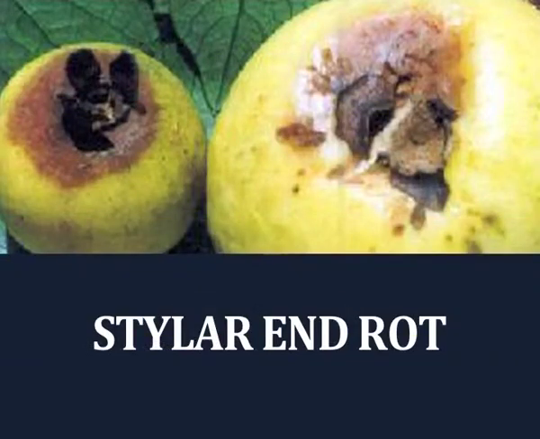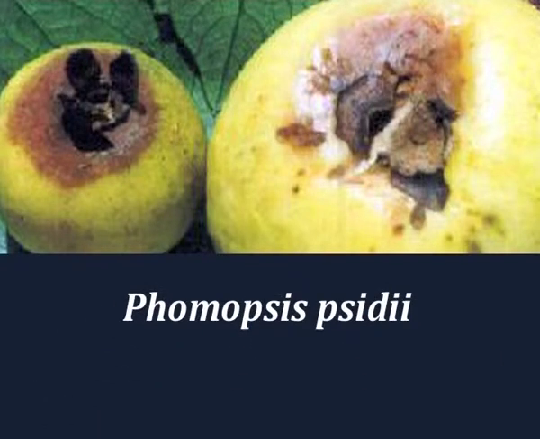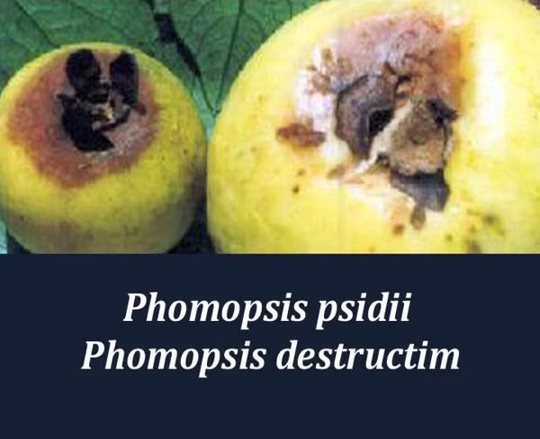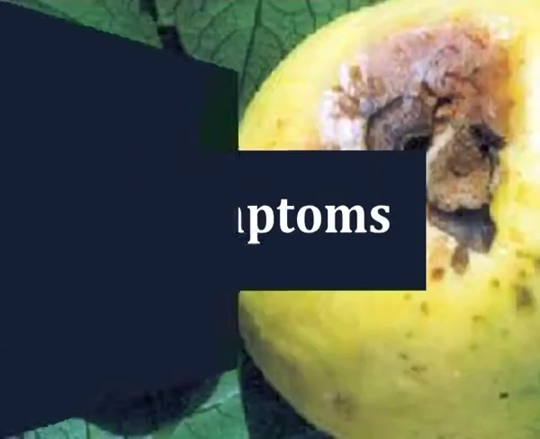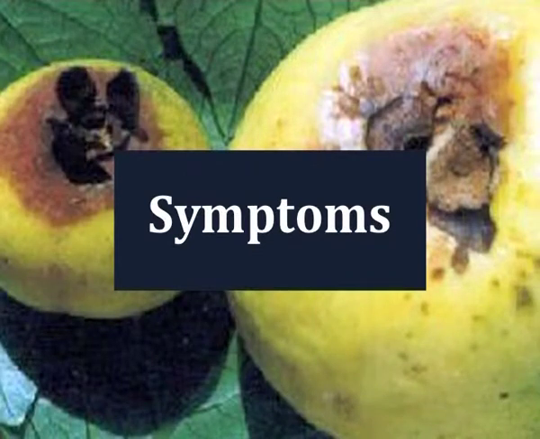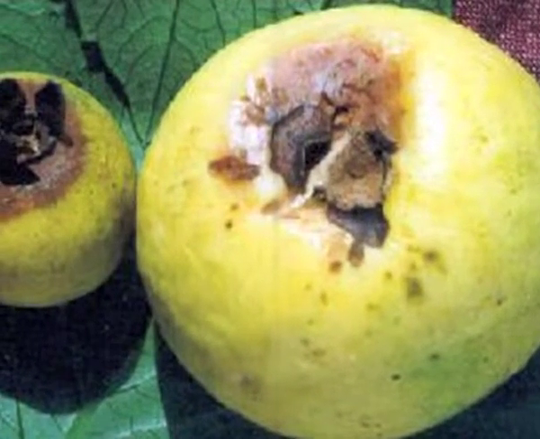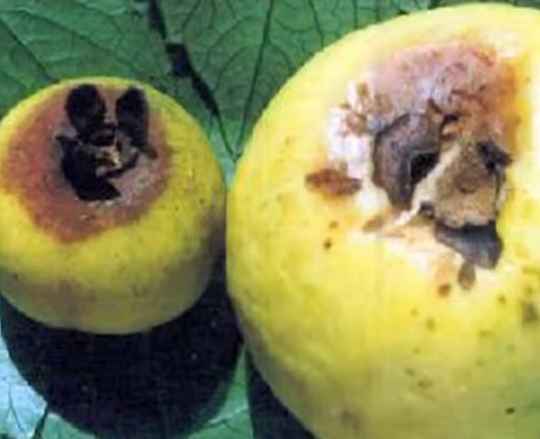Next important disease is the stylar end rot. It is caused by Phomopsis psidii and Phomopsis destructum. Now let's see about the symptoms of the disease. The visible disease symptom is the discoloration of the region lying just below and adjoining the persistent calyx. Such area gradually increases in size and turns dark brown. Later the affected area becomes soft.